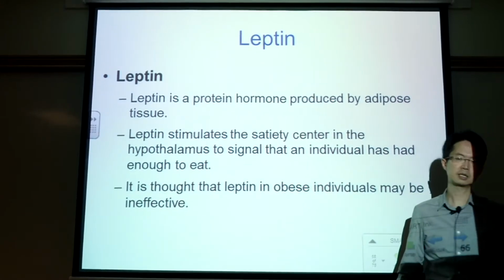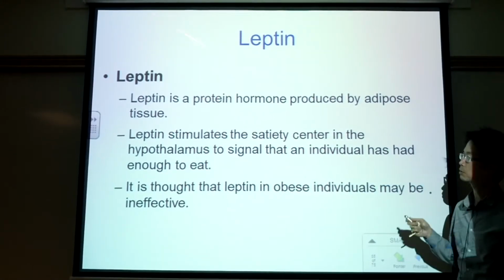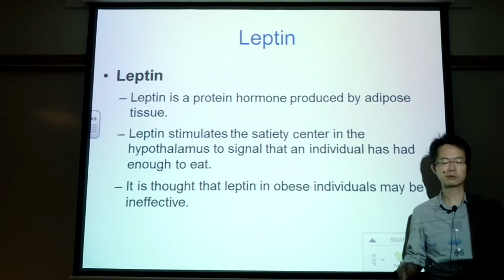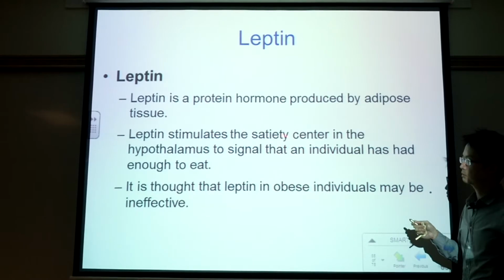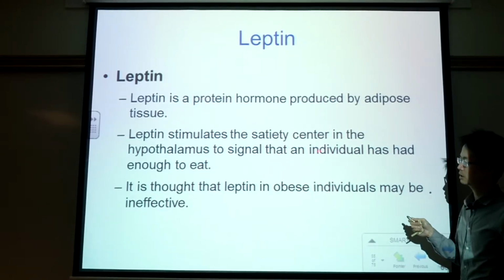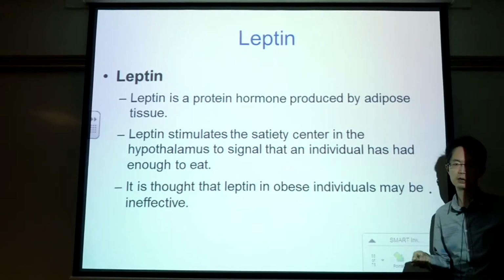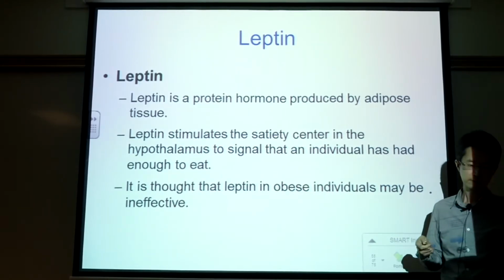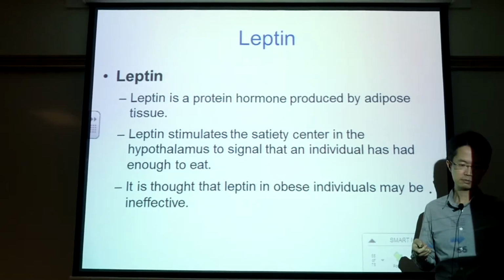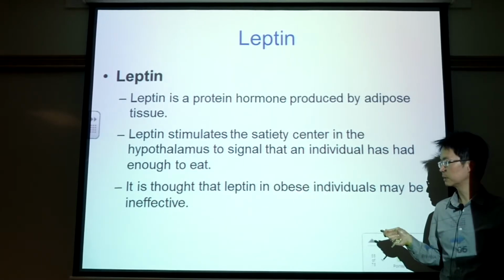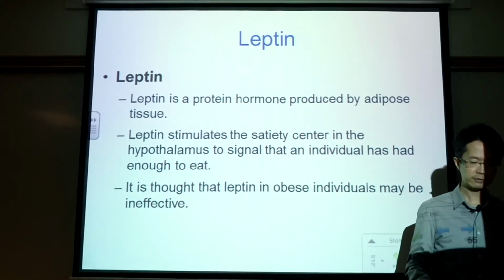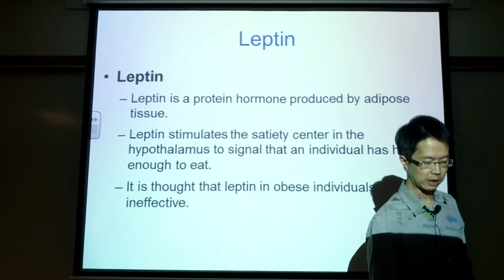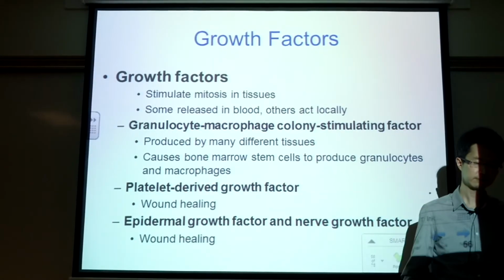For example, leptin. Leptin is a protein hormone produced by the adipose tissue, that means our body fat. What it does is that it stimulates the satiety center in the hypothalamus to tell the hypothalamus that, oh, we are full. But leptin in obese people may be ineffective. It may be difficult to activate the hypothalamus to tell us to stop eating.